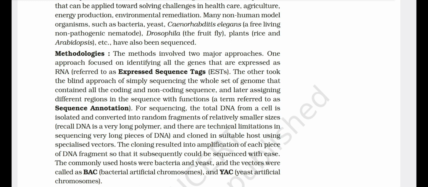To find the complete gene set, two different and significant methods are typically used. First is expressed sequence tags, wherein the genes were differentiated into the ones forming a part of the genome and the others which express RNAs. Second is sequence annotation, wherein the entire genome was first sequenced and functional tags were assigned later.